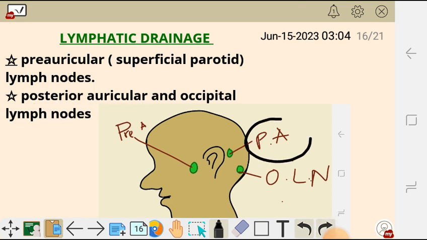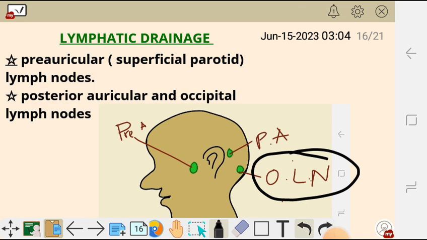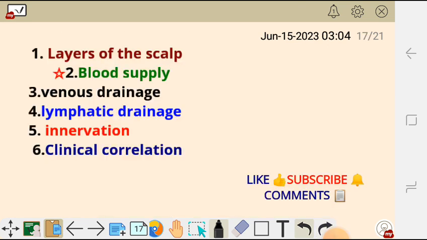So the posterior auricular is simply posterior to the auricle, that lymph node there, and we also have the occipital lymph node here, just at the occipital bone. Okay, so all these lymph nodes are going to drain into the deep cervical lymph nodes. So that is the lymphatic drainage of the scalp. Okay, so we are done with the layers of the scalp: blood supply, venous drainage, lymphatic.